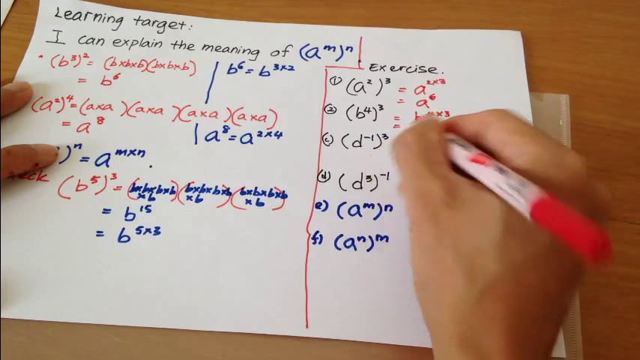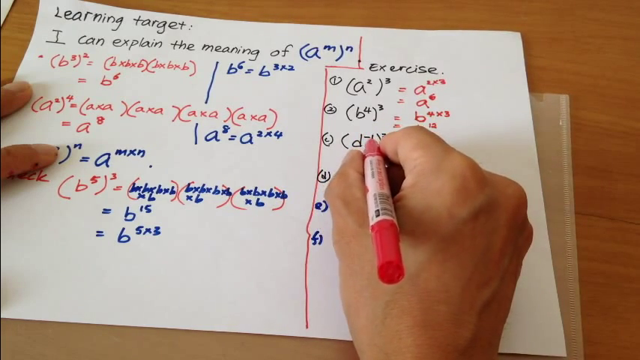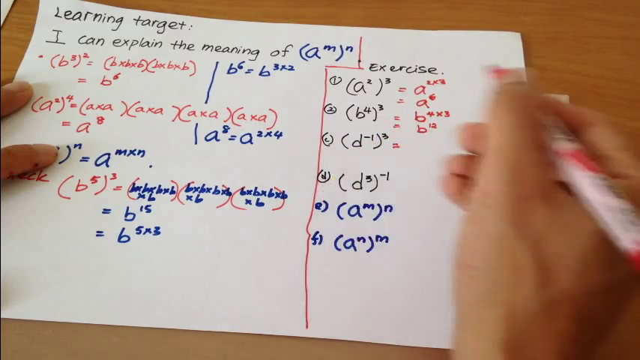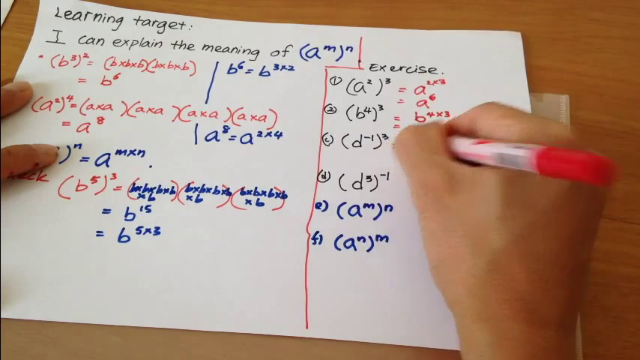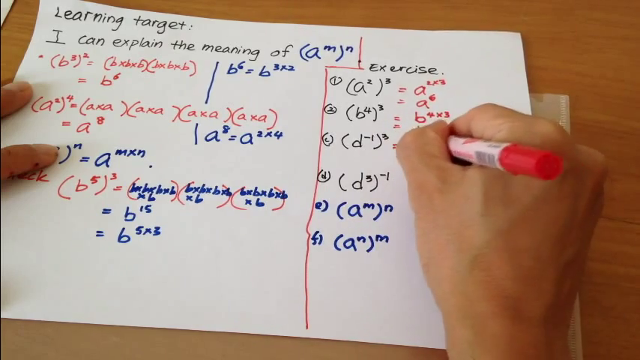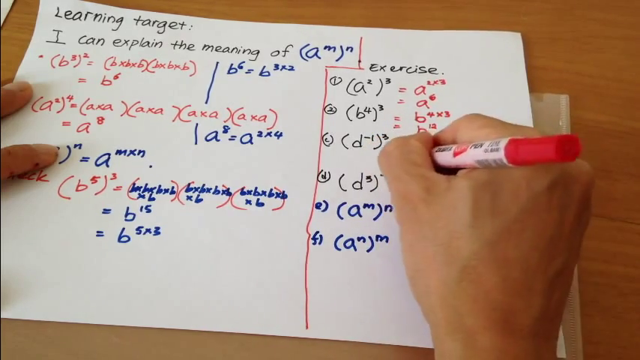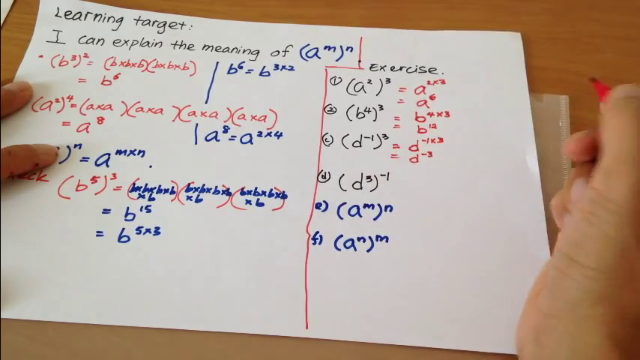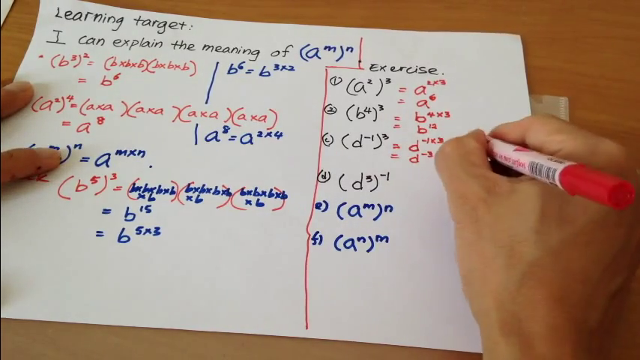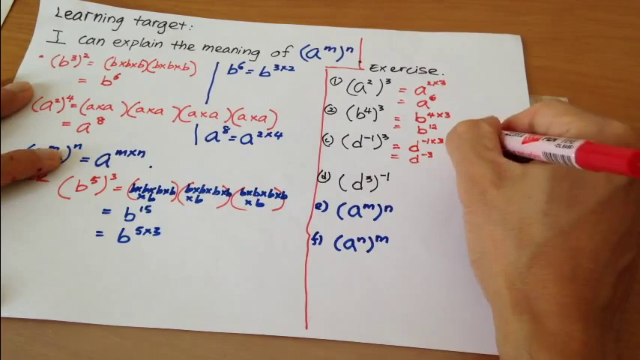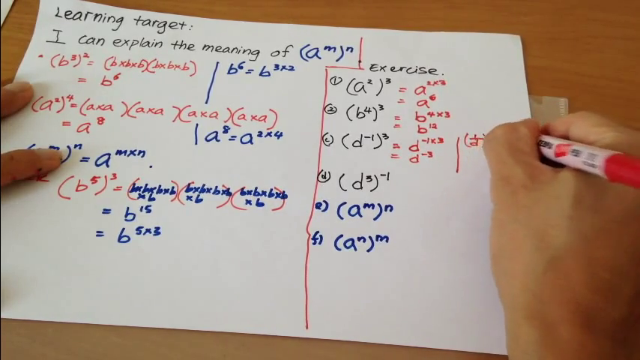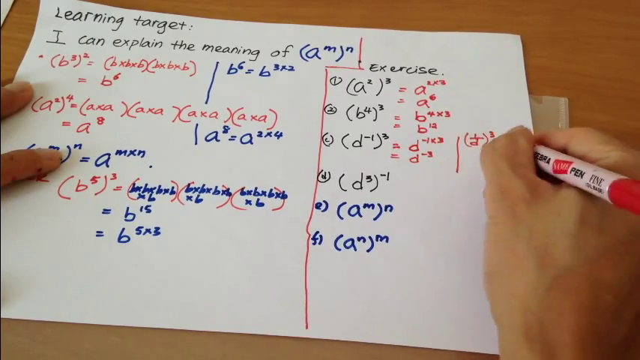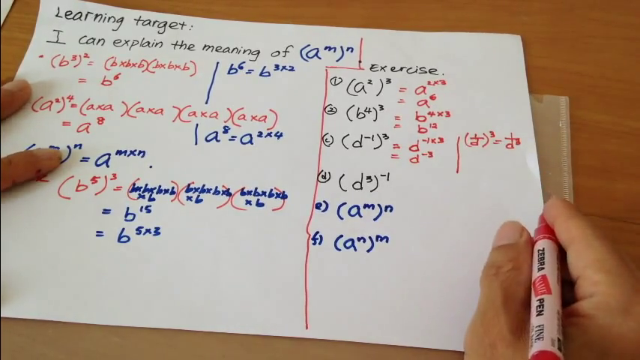Excellent. The next one is d raised to the power of negative 1. Remember that? What does that mean? Very good. 1 over d, exactly. So this is d to the power of negative 1 times 3, or just d to the power of negative 3. And you could have done that slightly differently like this: 1 over d raised to the power of 3, or 1 over d cubed. These two are exactly the same.